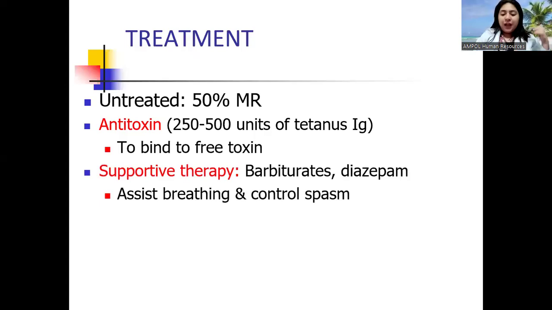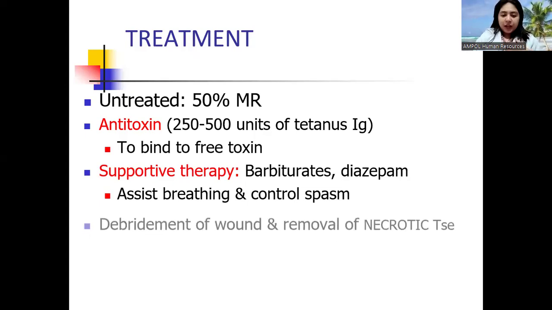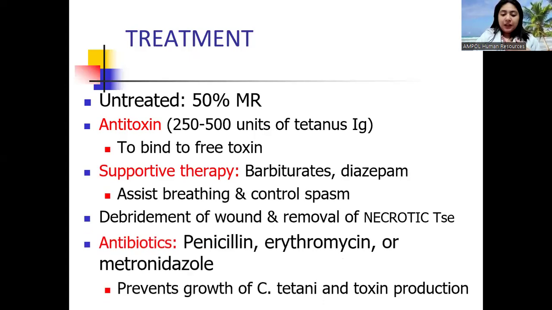We can also give supportive therapy. We have barbiturates, diazepam. It assists in the breathing, because the muscles keep contracting with no relaxation. So we can use bronchodilators, which control the spasm. Okay. Debridement of your wound and removal of the necrotic tissue.